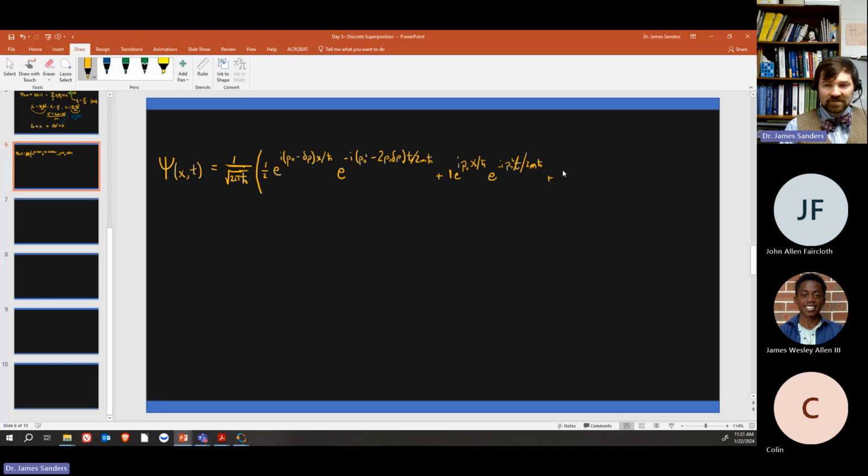And then the last term is our 1/2. And now it's basically these two terms, but with pluses in them in this part. So you have I p naught plus delta p x over h bar and e to the I p naught squared plus 2 p naught delta p t over 2m h bar. Phew. That's a mouthful to say. It's a lot to write.